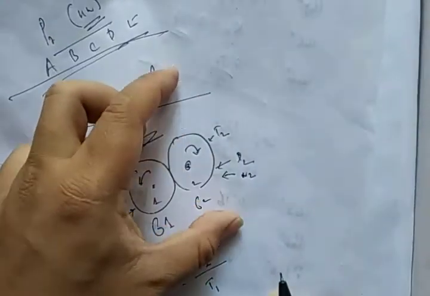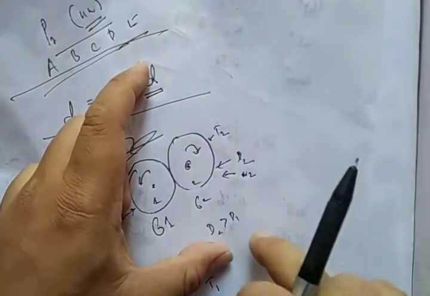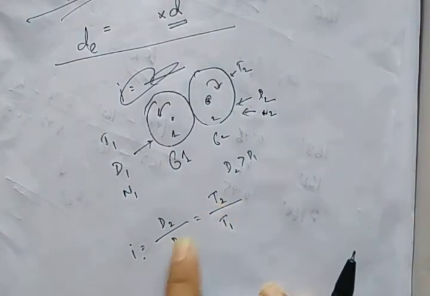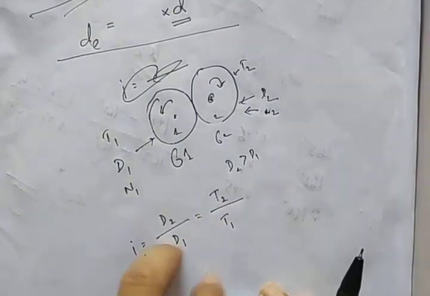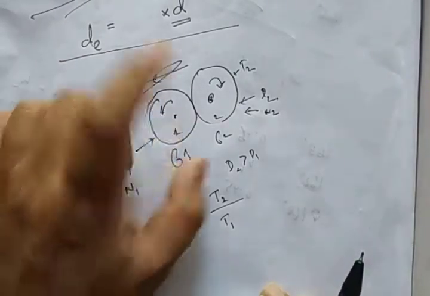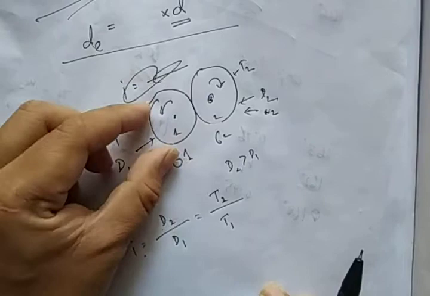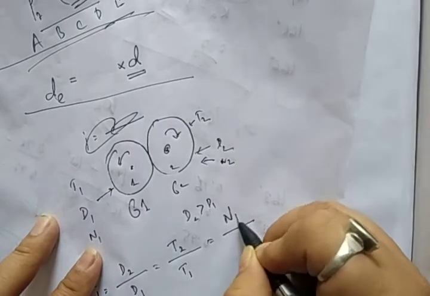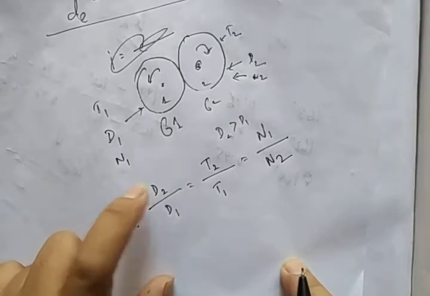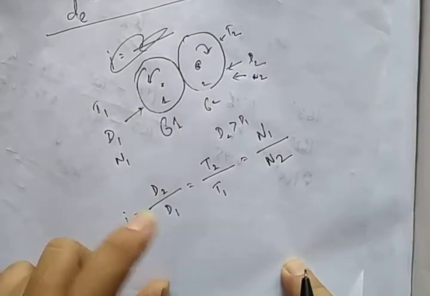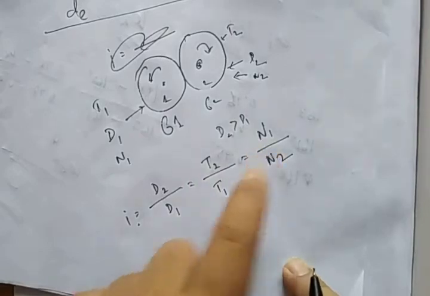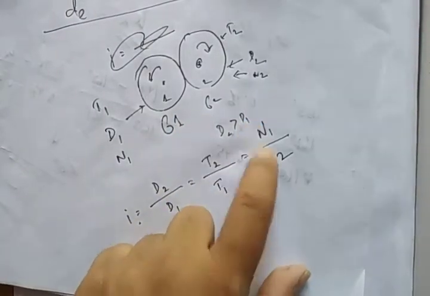The larger the diameter, the more teeth we need to cut there. So this is directly proportional: the more the diameter, the more the teeth, the lesser the diameter, the lesser the teeth. But the smaller one always runs faster than the bigger one. When the diameter is smaller, it will run faster. So the speed ratio, the RPM ratio, will be reversed, N1 by N2, because the bigger pulley has to rotate slower than the smaller pulley. The diameter ratio and teeth ratio are inversely proportional to the speed.